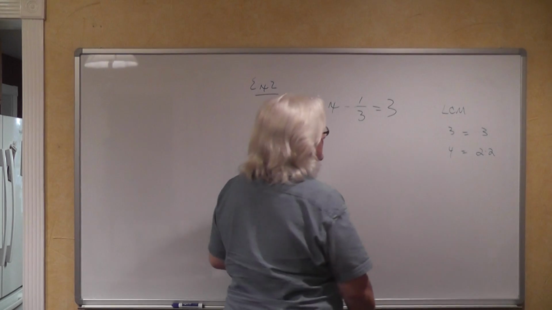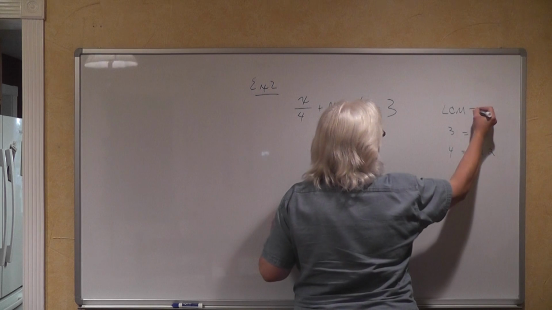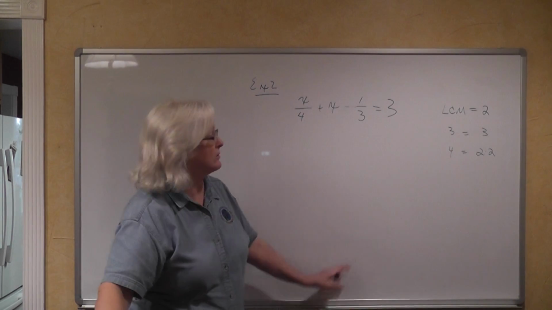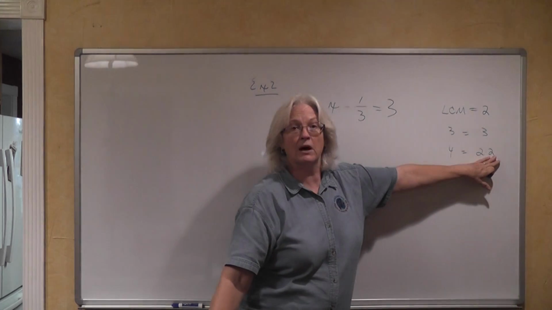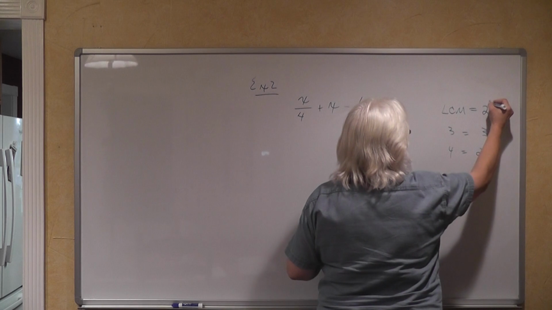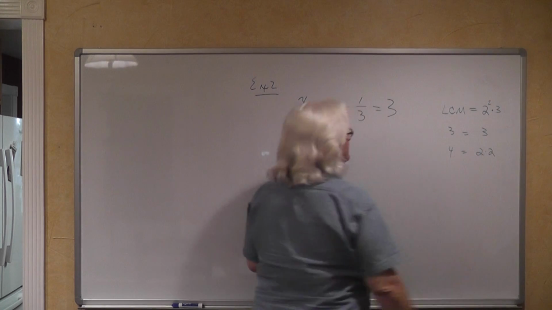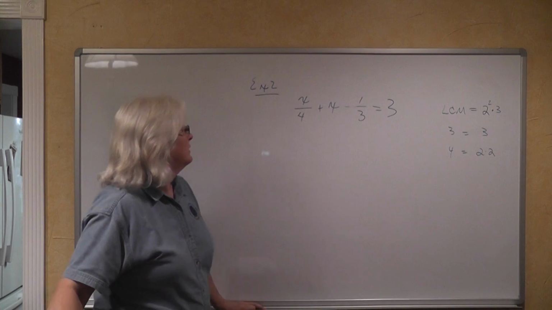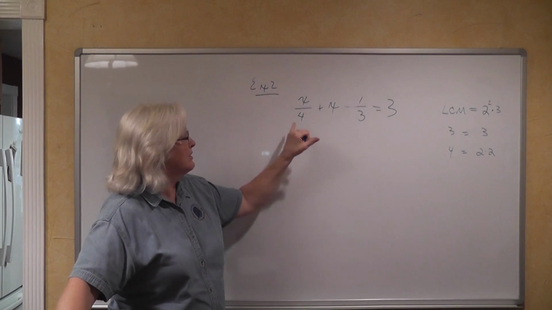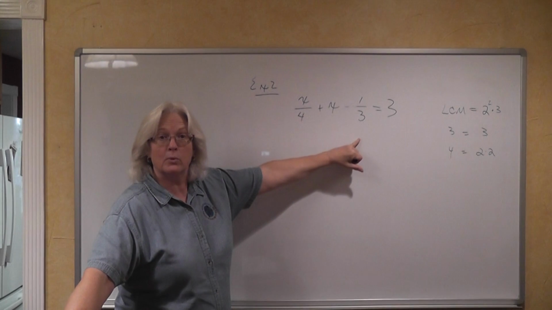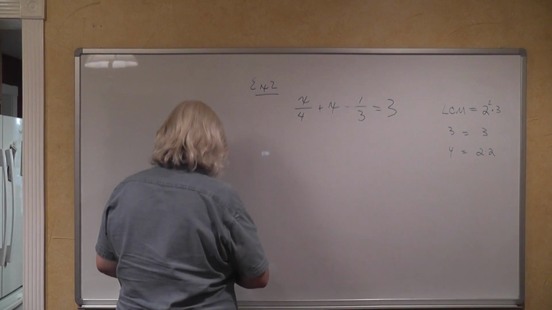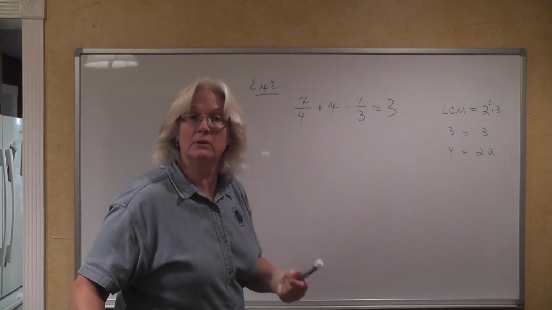And the least common multiple is each unique prime number that's used as a factor, the greatest number of times it appears in any factorization. So the least common multiple is 2 squared times 3, which is 12. And that means that 12 is the smallest number that 4 and 3 will divide into evenly. What do we do now?